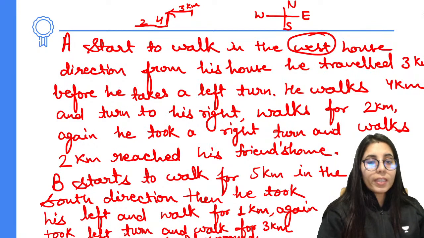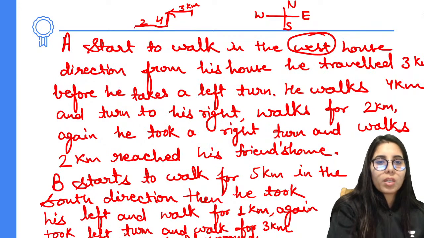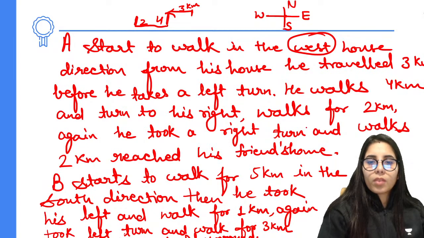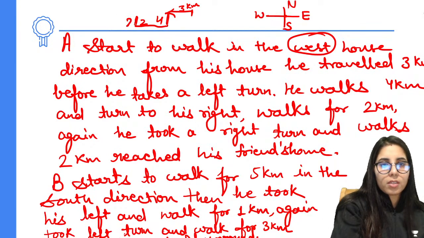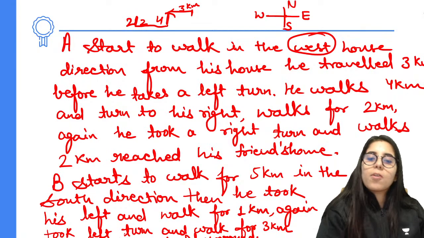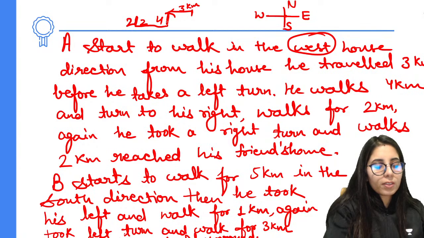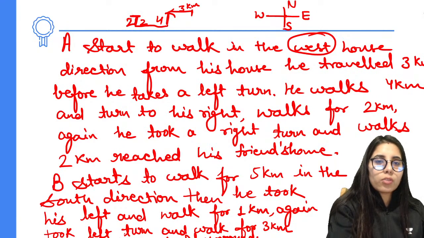Now again he took his right turn. So basically again when we will be moving in the right direction this way, and walks 2 kilometers, reached his friend's house. So basically this is 2 kilometers and reached his friend's house. So 4 was the total distance, the vertical distance. Now just half of it we have to move. So we reached A's friend's house.